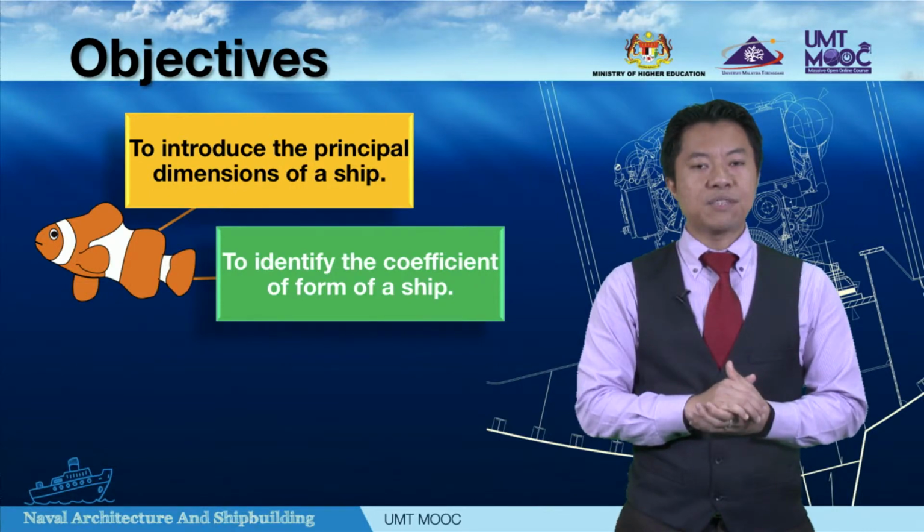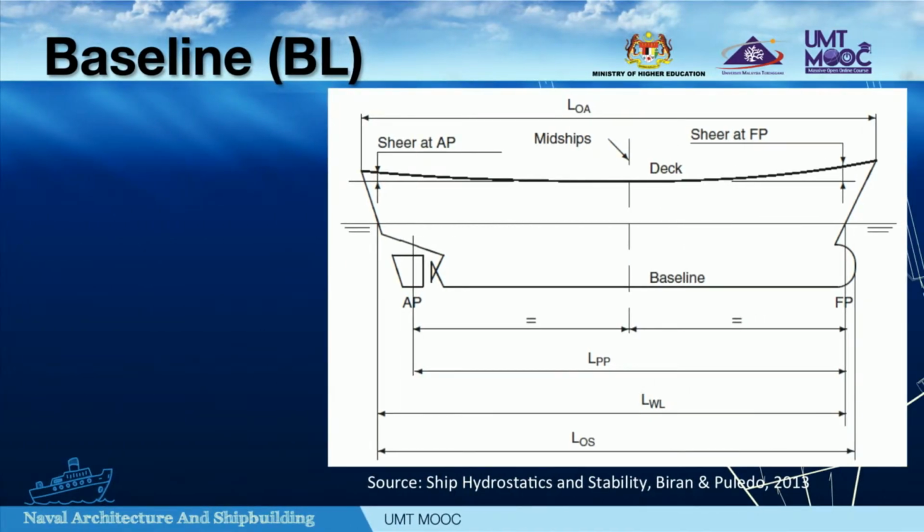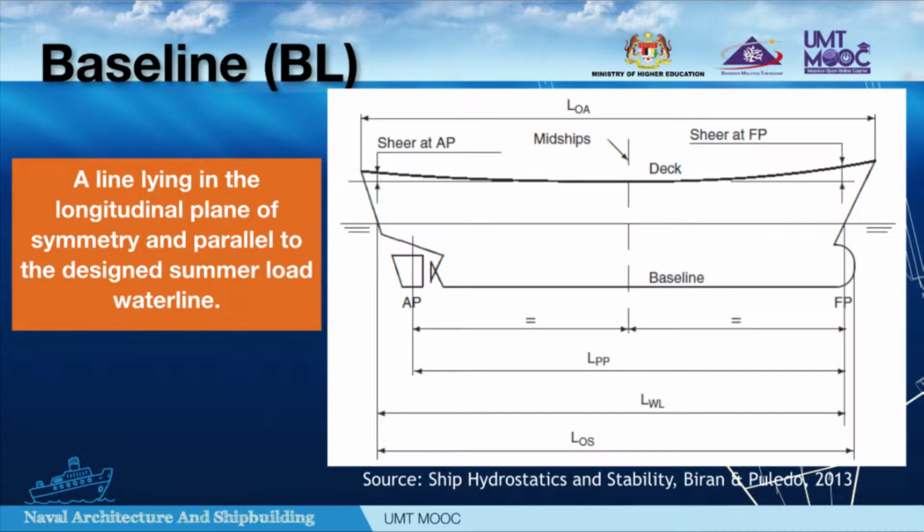Number 1 is baseline, or in short, BL. Basically, a baseline is a line lying in the longitudinal plane of symmetry and parallel to the design summer load waterline. It appears as a horizontal line in the lateral and transverse view of the hull surface. The baseline is the longitudinal axis, or the x-axis, in the system of coordinates of a ship hull.